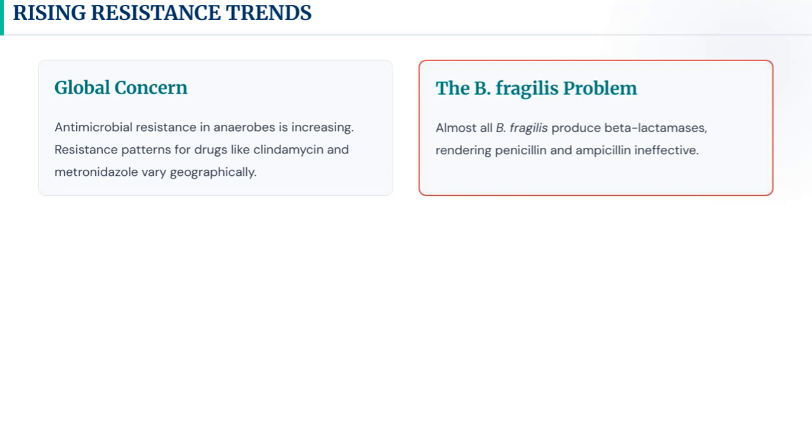Let's talk about a growing challenge, resistance in Bacteroides fragilis. Nearly all strains produce beta-lactamases, which means common antibiotics like penicillin and ampicillin just don't work anymore. This isn't just a local issue. Resistance is rising worldwide, especially in anaerobic bacteria. What's tricky is that resistance to drugs like clindamycin and metronidazole changes depending on where you are. It's a global concern that demands our attention.